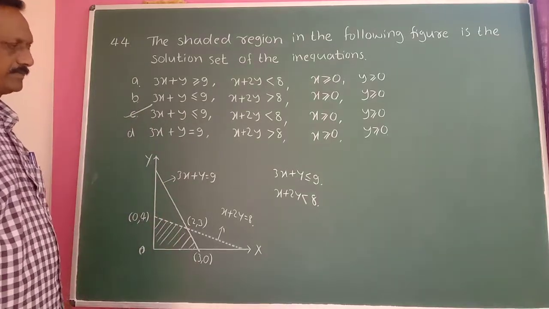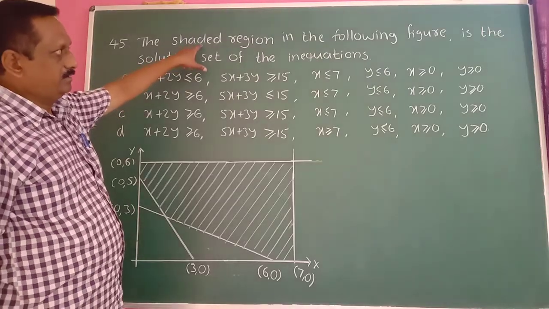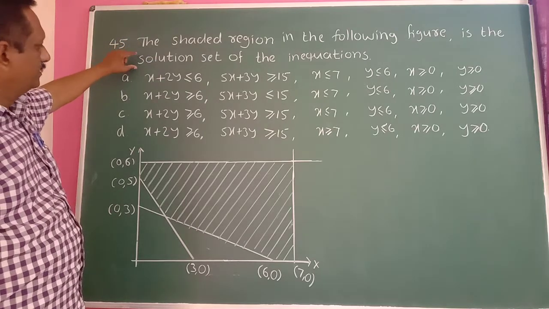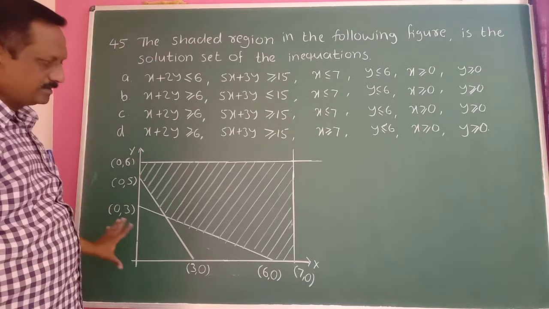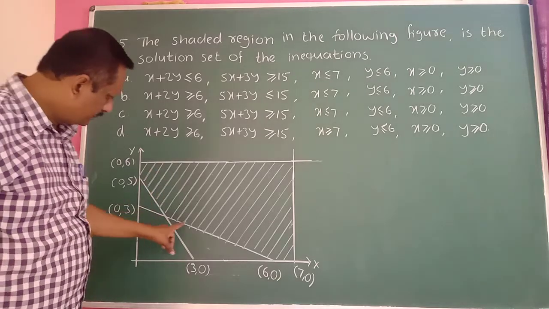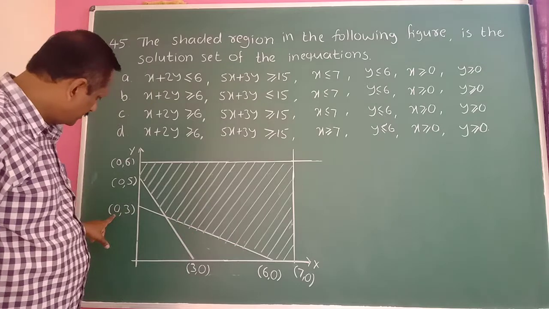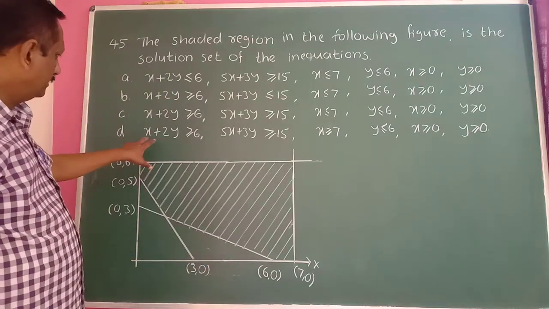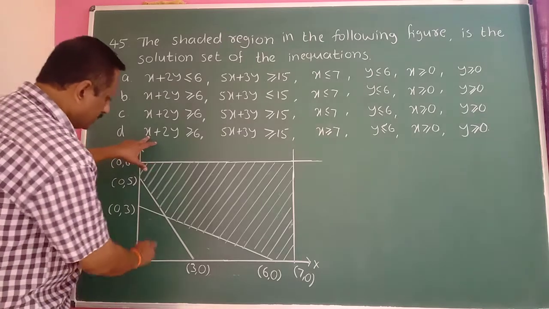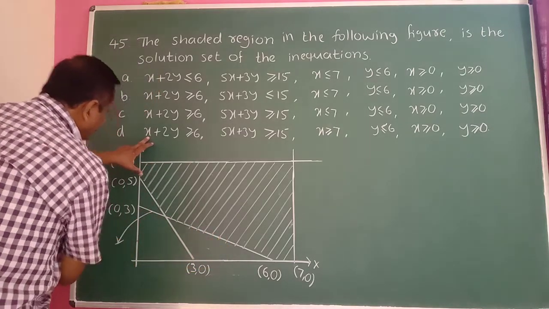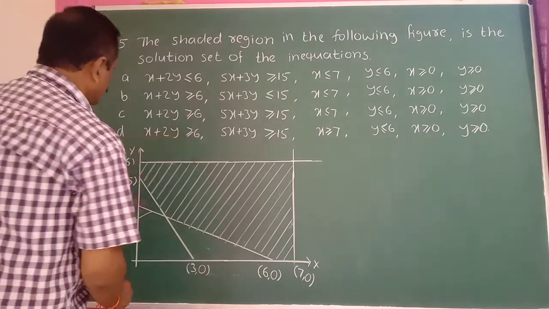The shaded region in the following figure is the solution set of the inequations here. 4 options are there and this diagram is given here. So just observe, here is the line passing through the points (0, 3) and (6, 0). Then obviously the equation of this line is x plus 2y is equal to 6 here.